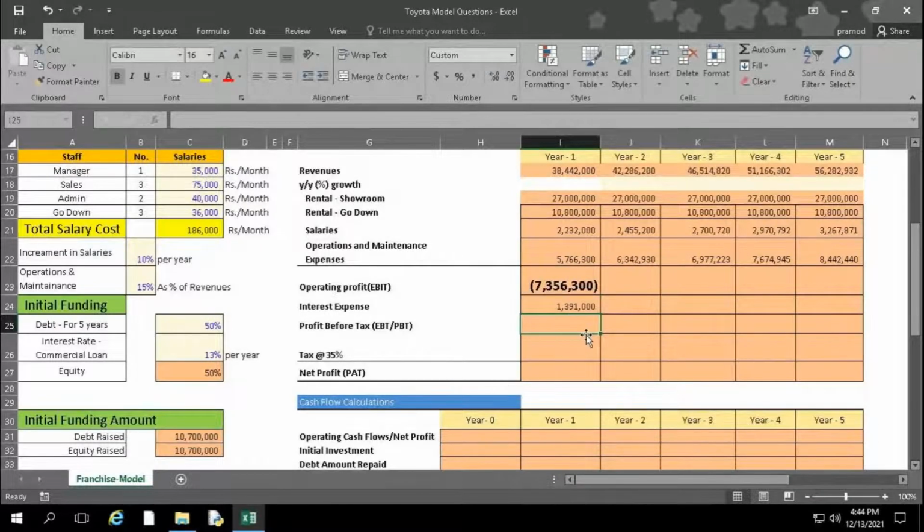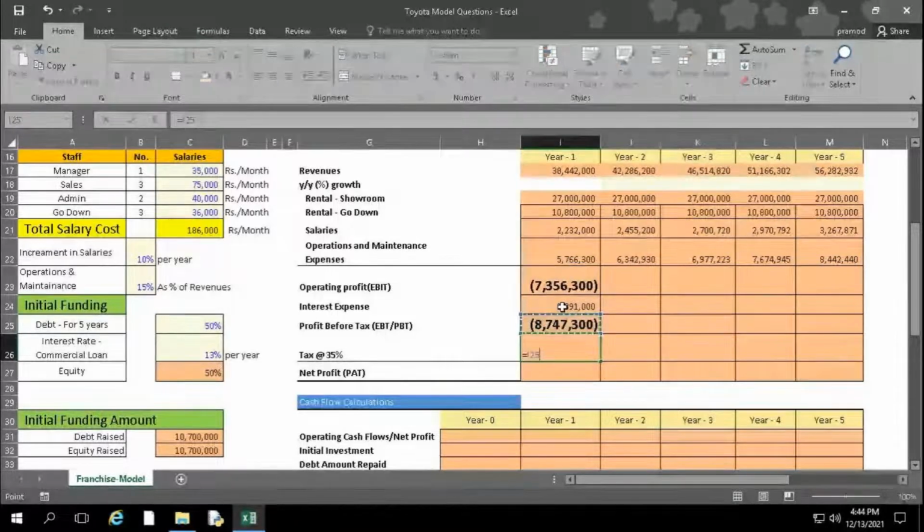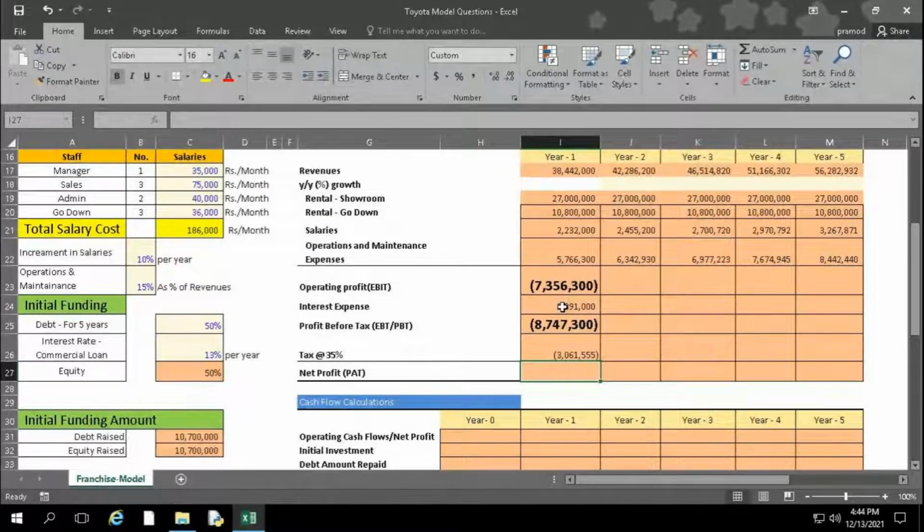So now EBT will be your EBITDA minus the interest expenses. EBIT. So tax will be on this into 35%. So then your net profit will be, see, when it comes to this tax, if I have a minus amount, never do the negative, you should not have a tax as I have a loss itself. So there is no tax here, we will make it zero in the first year.